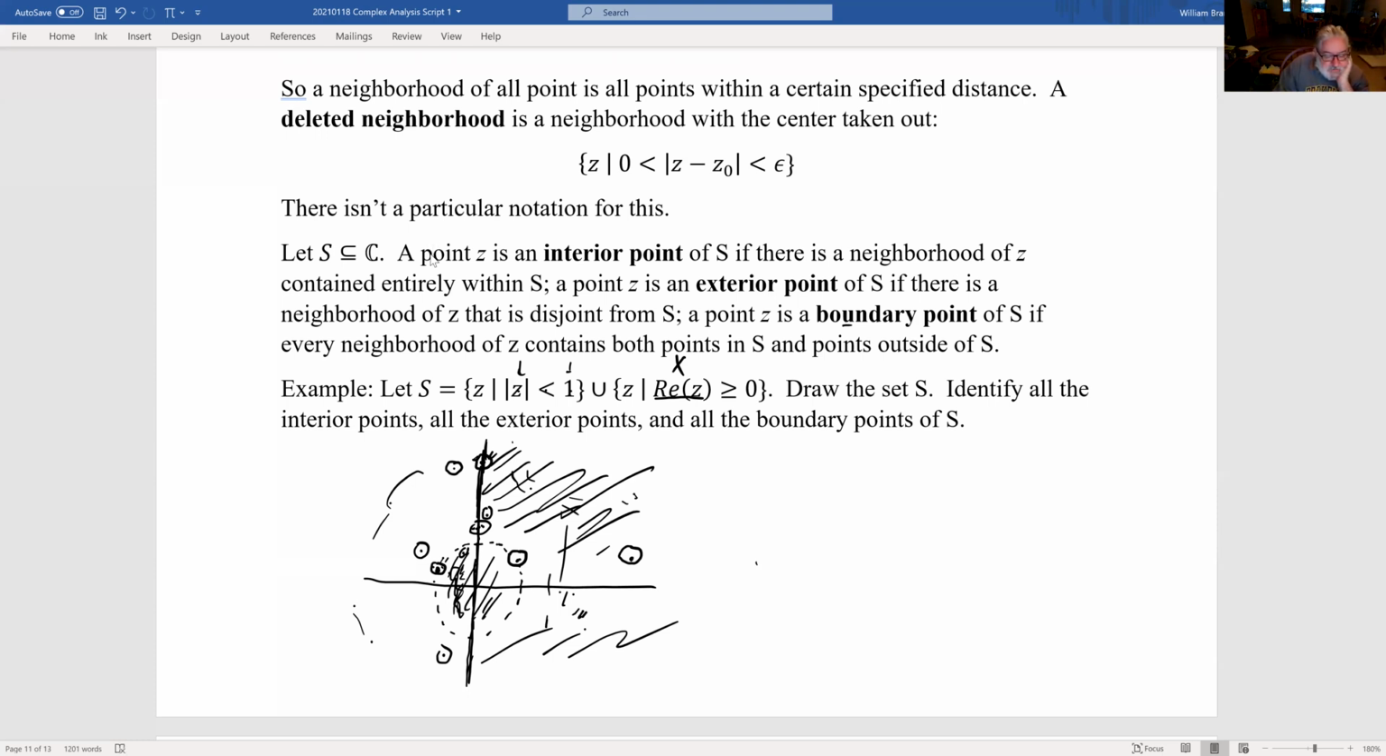So the exterior points are the points out here, the boundary points are the points here, and the interior points are everything over there. Keep in mind that a boundary point can either be in the set, so these boundary points are actually in the set S, or boundary points don't have to be in the set S. These boundary points here are not actually in the set S because this is less than 1.